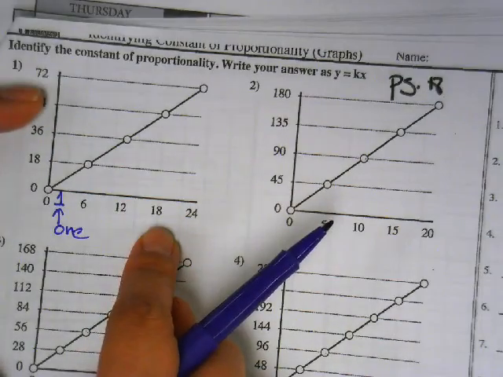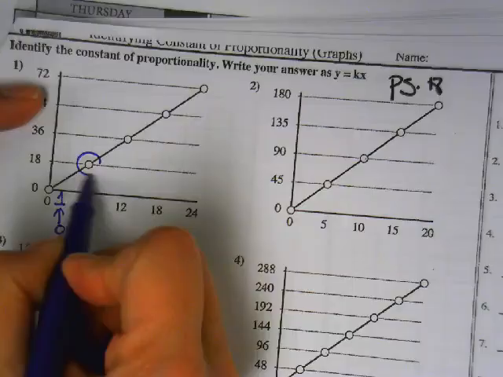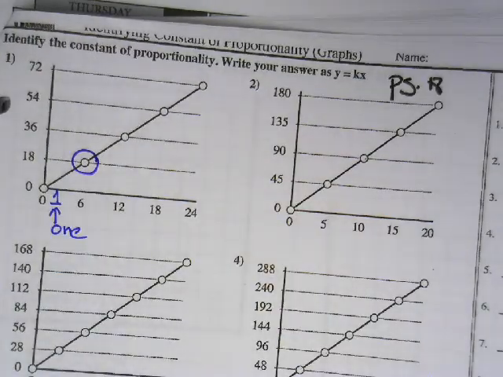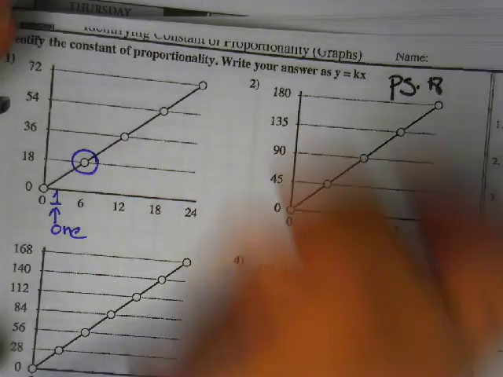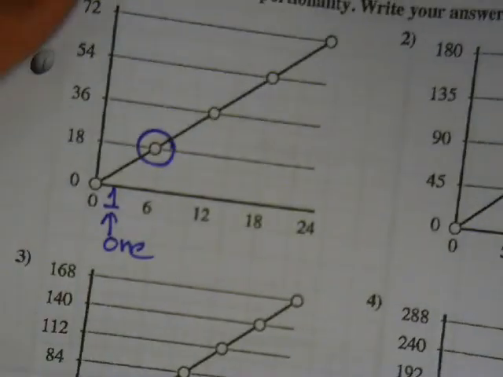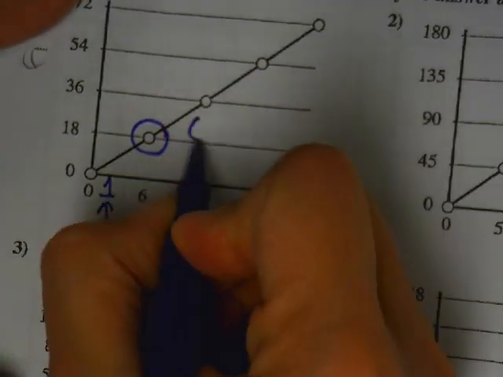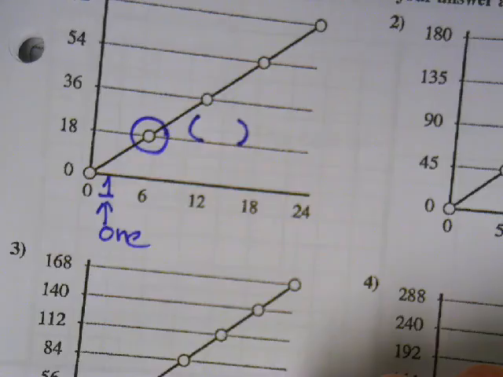Pick a point. So I would pick this point. When you tell me a point, I need 2 numbers for a point. So what would be my points here that I just circled? What point did I just circle?